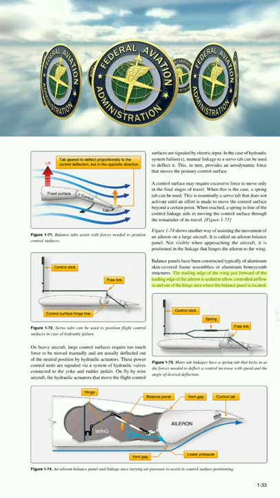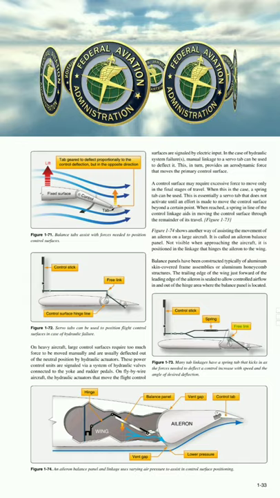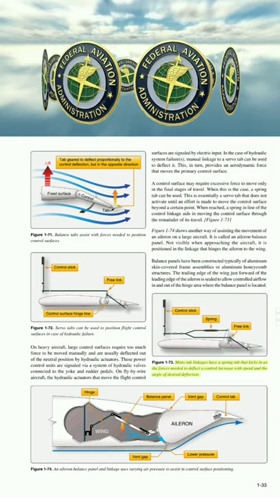Control stick. Spring. Free link. Figure 173. Many tab linkages have a spring tab that kicks in as the forces needed to deflect the control increase with speed and the angle of desired deflection.